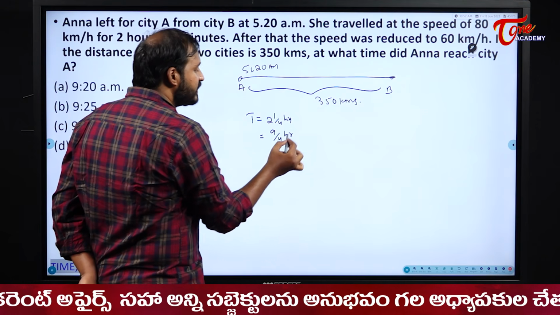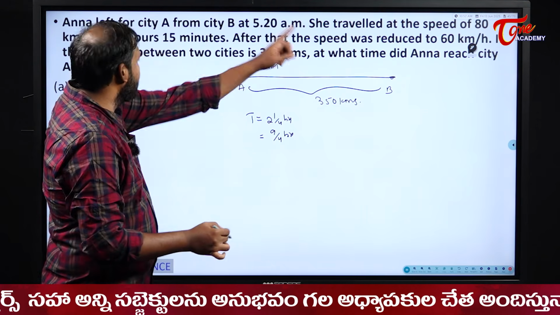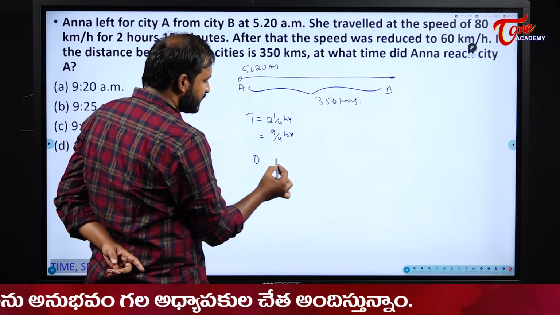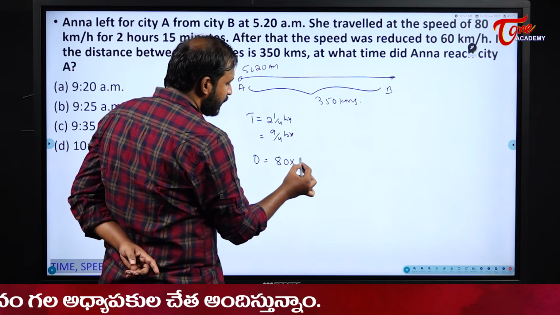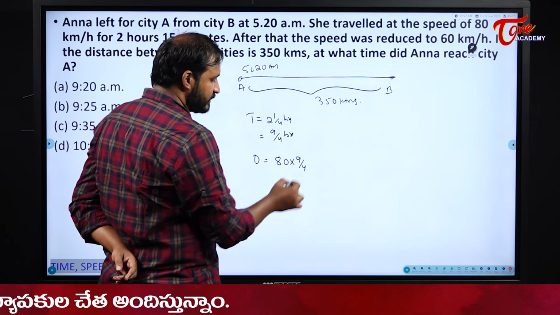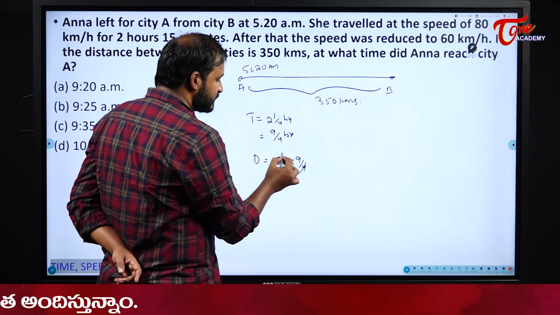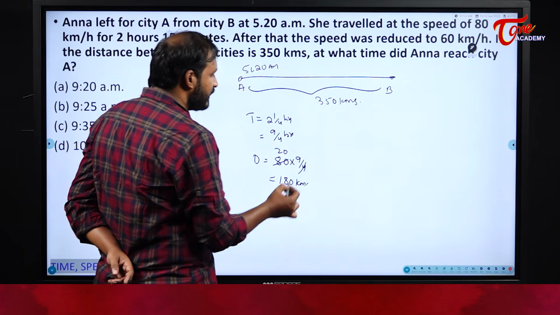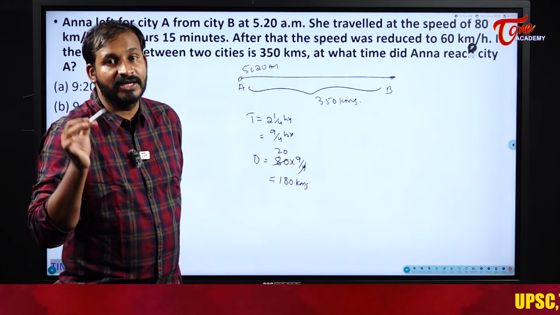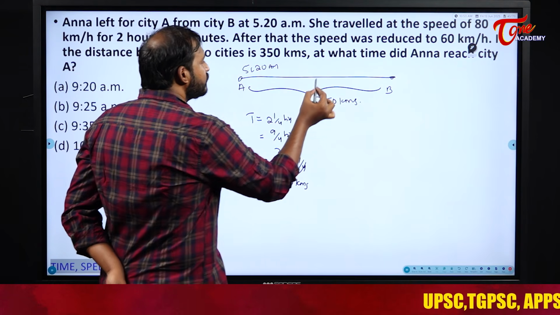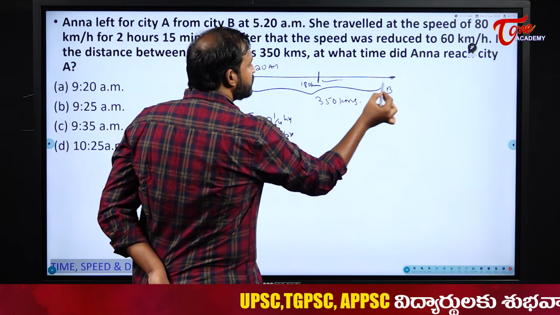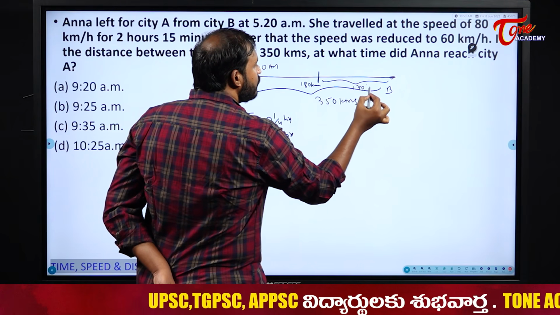So now this will become 9/4 hours. So distance covered by Anna with a speed of 80 km/h is distance equal to 80 into 9/4. 4 1s are 4, 4 20s are 180. So she is going to cover 180 kilometers in 2 hours 15 minutes. Now she will be left with how much distance, students? She will be left with 170 kilometers.